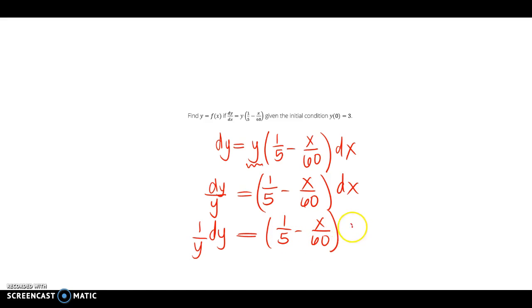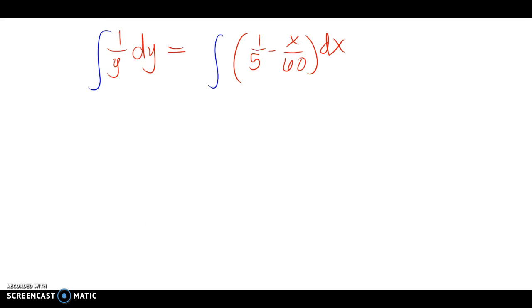We've successfully separated now, and I hope you remember that once you've got your variables separated, our next move is to do some integration. So from here, I'm asking myself what the antiderivative of each side is. On the left hand side, pretty straightforward, the natural log of the absolute value of y. Over here, you might need to pause for a minute, especially on the second term. First term, not too bad, 1/5 x.